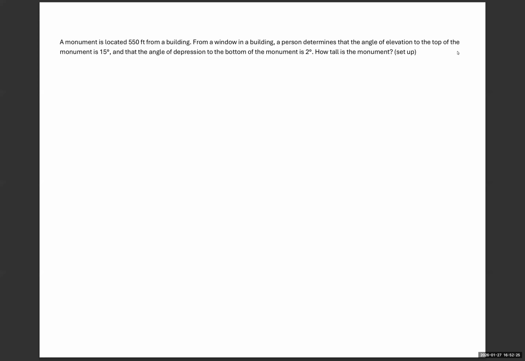Now, we're going to have our building where a person resides. We also have the monument that is at some distance. So let's say this is the window where the person is looking out of. The distance from the person to the monument is 550 feet.